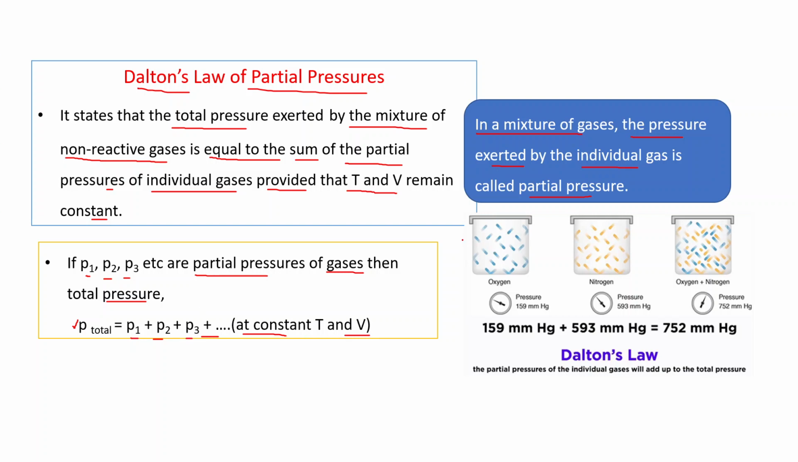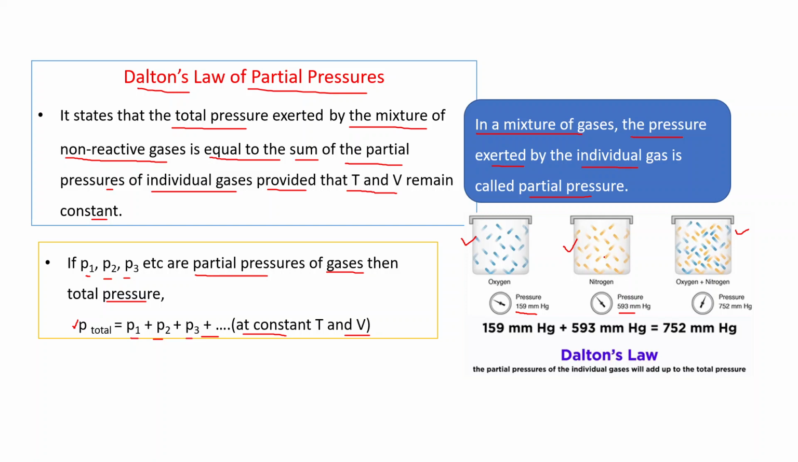In this container, oxygen gas is there. In this container, nitrogen gas is there. The pressure of oxygen gas is 159 mm mercury, and the pressure of nitrogen gas is 593 mm mercury. Now both the gases are mixed. Clear? Two conditions should hold: the gases should not react, that is, non-reacting gases, and temperature and volume remain constant.